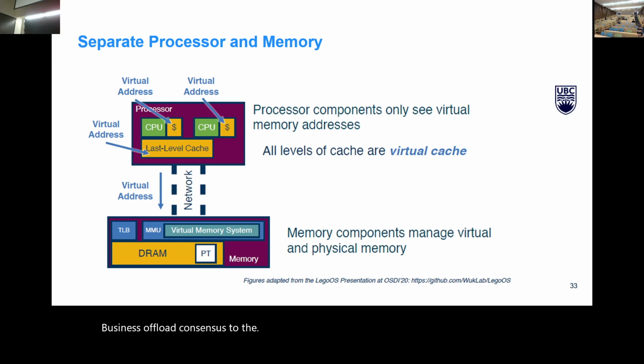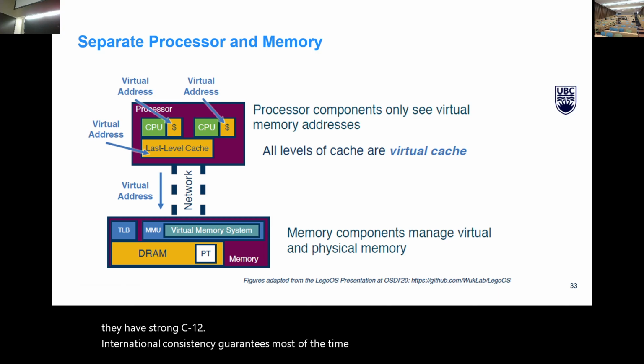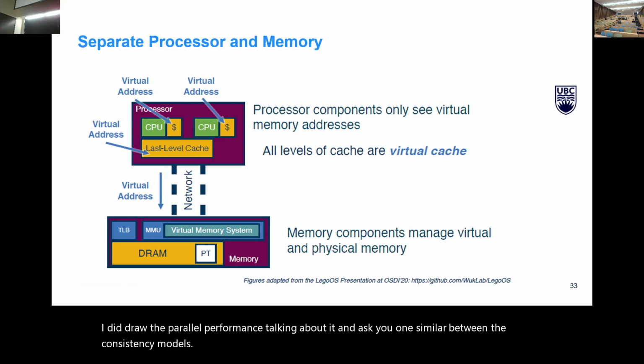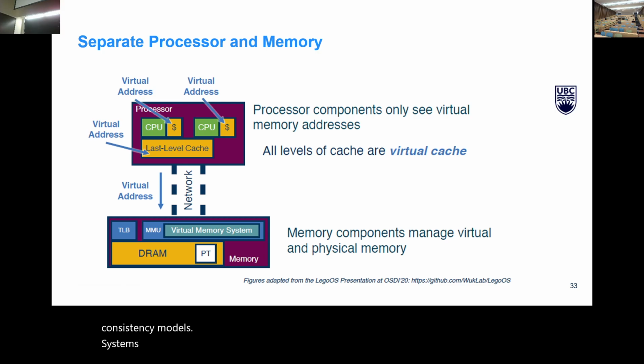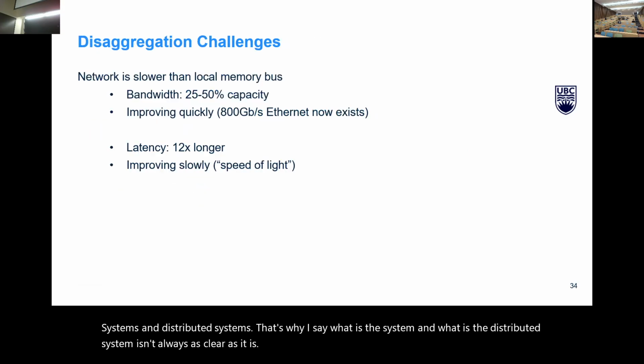In fact, I would argue that cache coherency protocols are a form of consensus anyway, right? It has eventual consistency guarantees most of the time, except when it's strong. I did draw that parallel before when I was talking about consistency. And I see a lot of similarity between the consistency models that we end up in systems and distributed systems. That's why I say the defining line between what is a system and what is a distributed system isn't always as clear-cut as we'd like to pretend it is, especially when we get into these data centers.